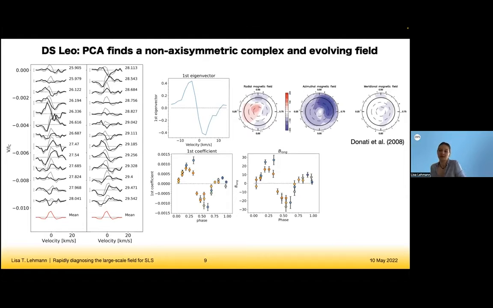And our conclusions about a non-axisymmetric, more complex large-scale field with a strong toroidal component agree with what we see from the ZDI map over here. Donati et al. found that this star is evolving over a timescale of 1 year, but our PCA analysis unveils now that this star is evolving even faster, on the timescale of its rotation period of around 14 days.